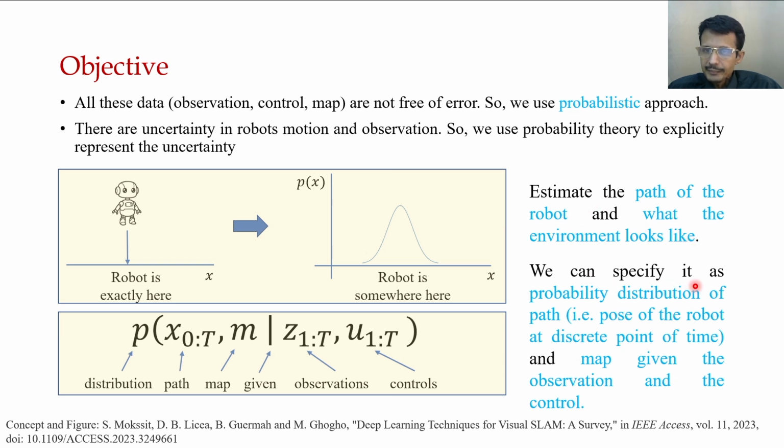So what we can specify is a probability distribution of the pose of the robot at discrete points of time, and the map, given the observation and the control. This is, from a stochastic or mathematical view, a very naive, very simplistic formulation of the SLAM problem.